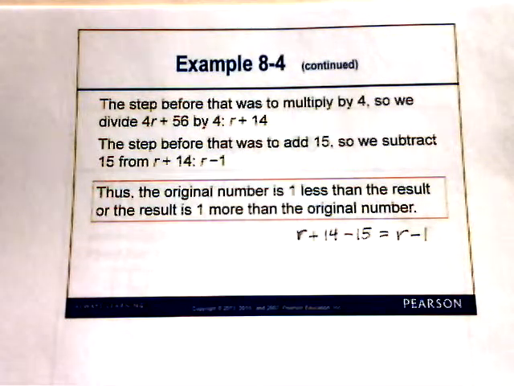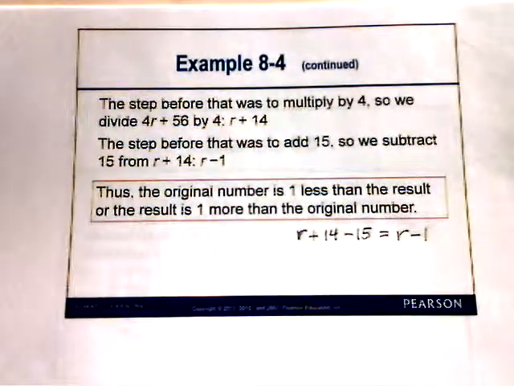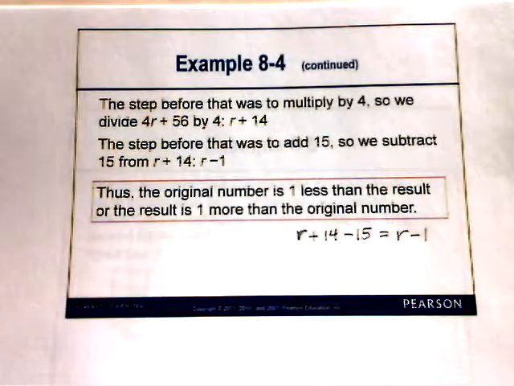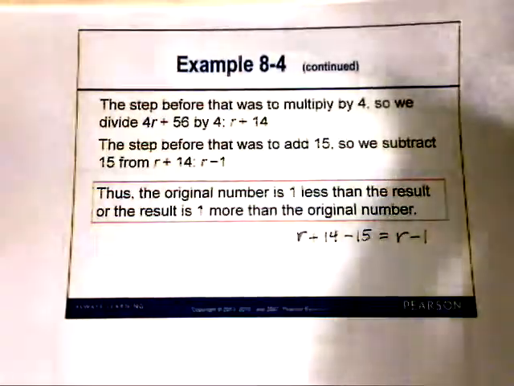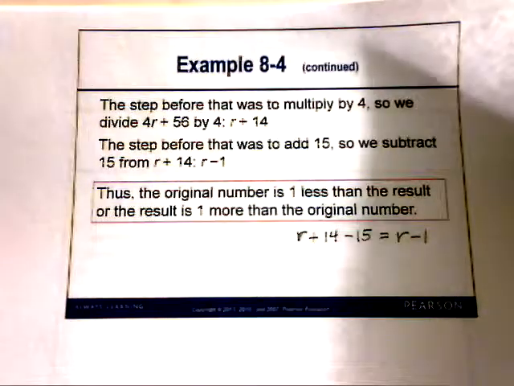Okay? So the original number is going to be 1 less than the result, or the result is 1 more than its original number. Okay? So if the result, let's say for example, was 27, then the original number will be R minus 1, or 27 minus 1, which will be 26. Okay?